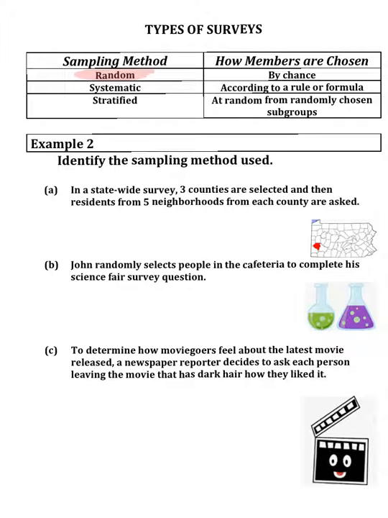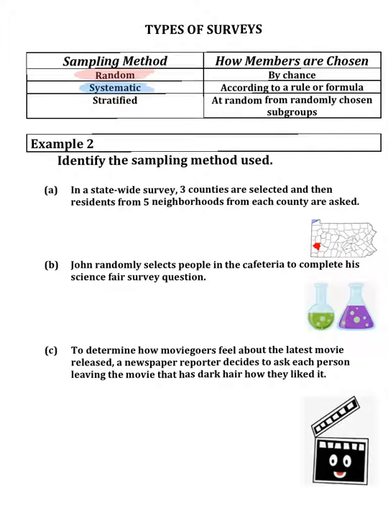Systematic, on the other hand, is if you have a set rule or formula that you're going to follow. This could be as simple as I'm going to ask everybody in the cafeteria who has a red shirt on, or I'm going to ask everybody in my class that has dark hair. Or even it could be by last name. It could be anything where there's a system in place.